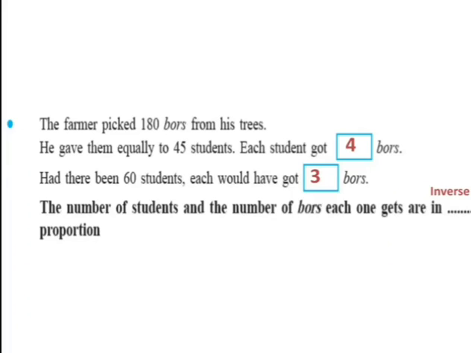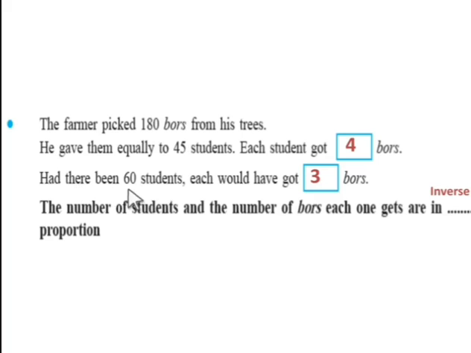Now, next example. The farmer picked 180 ber fruits from the trees. He gave them equally to 45 students. Each student got 4. Now here we will divide the total number by the number of students so that each one will get an equal number. So when you divide 180 by 45, you will get 4. That is, each student will get 4.